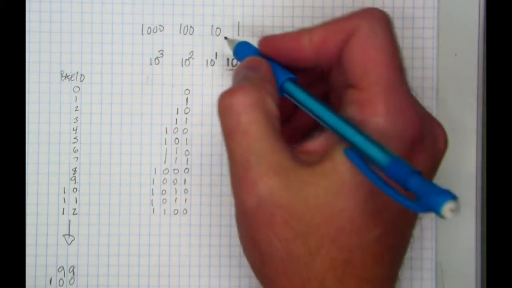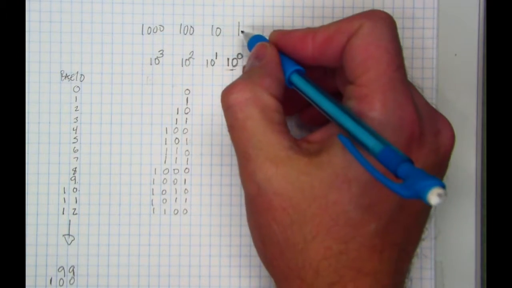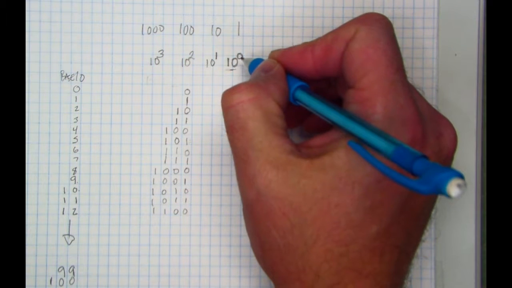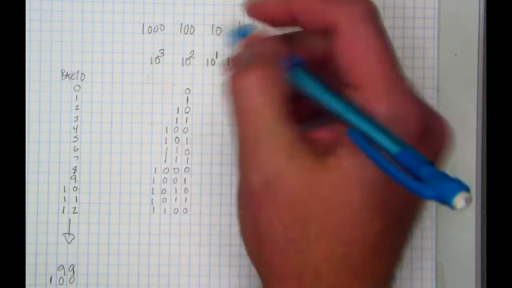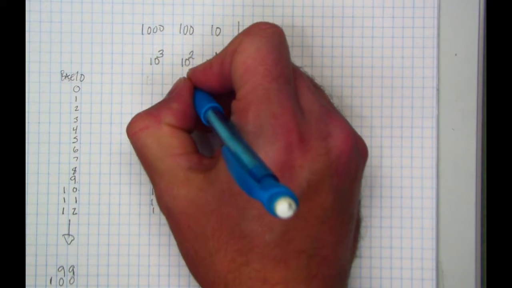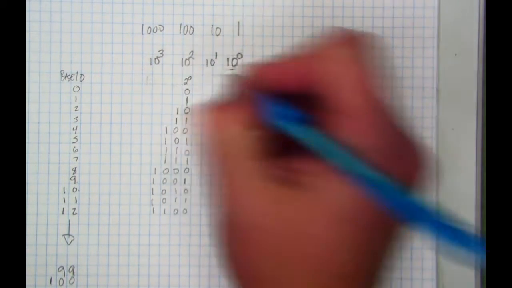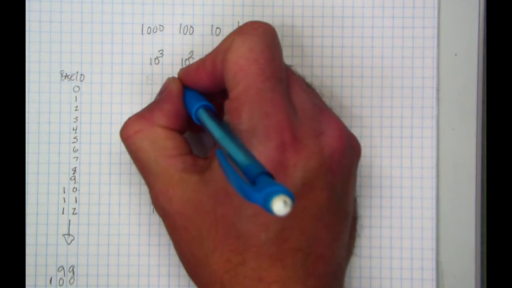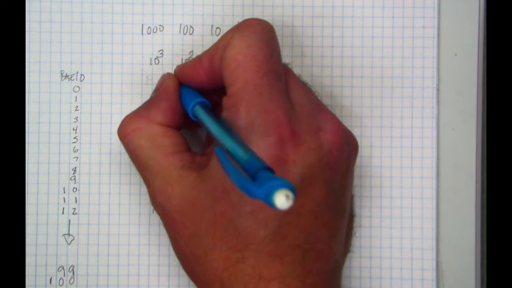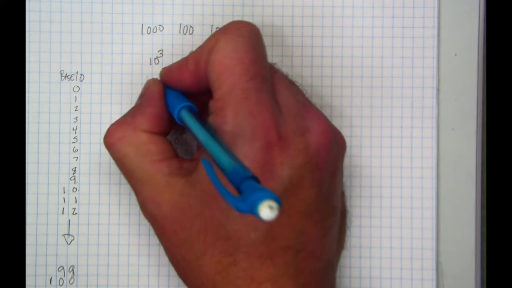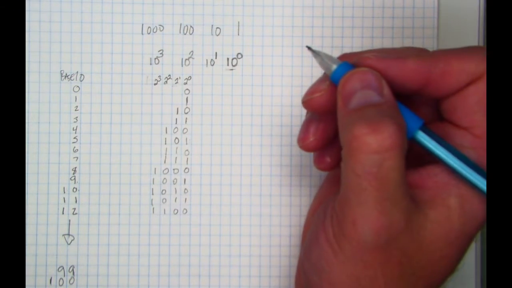And here in base 10, my first column, the 1s column, was really 10 to the 0th. And the 10s column was really 10 to the 1st, and then 10 to the 2nd and the 3rd. So I can do these columns the same way. 2 to the 0th power, 2 to the 1st power, 2 to the squared power, and 2 to the cubed power.